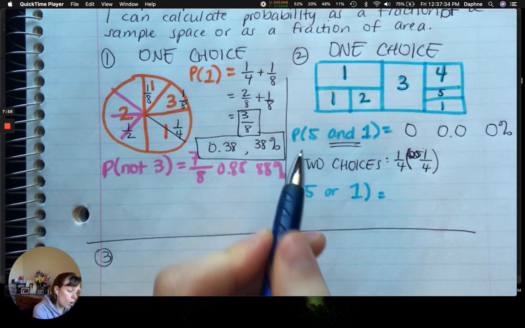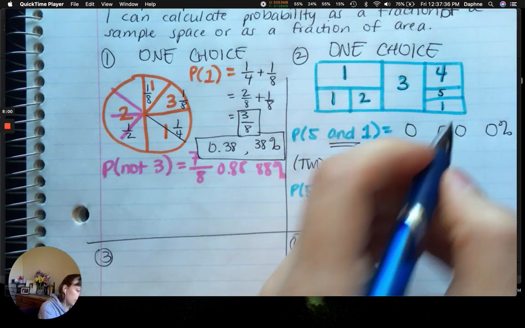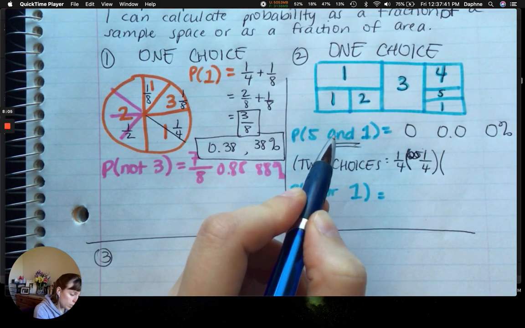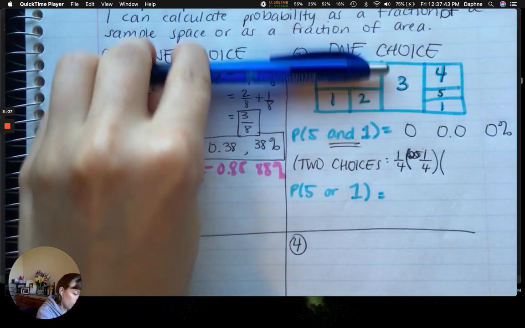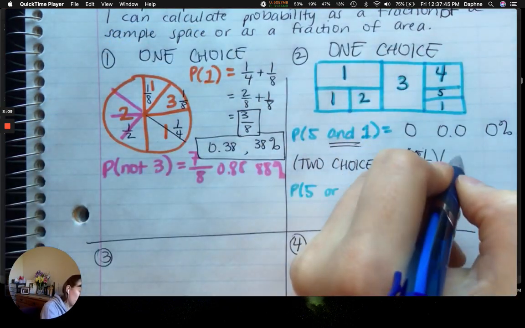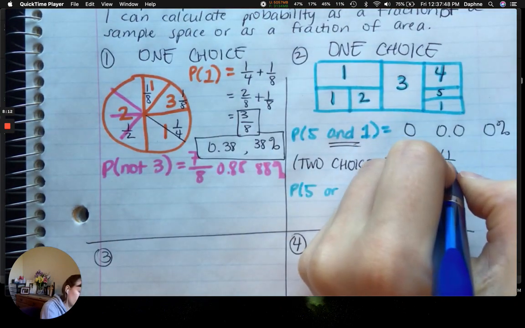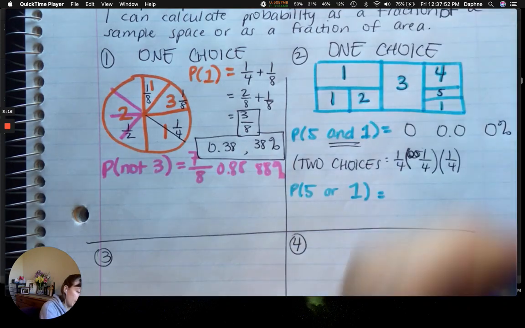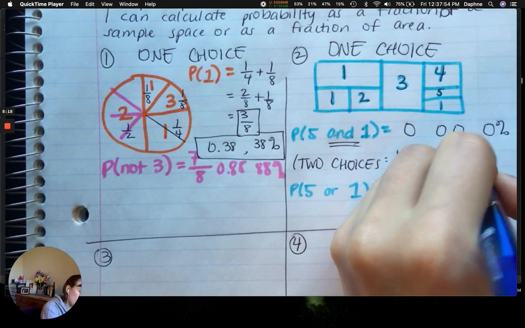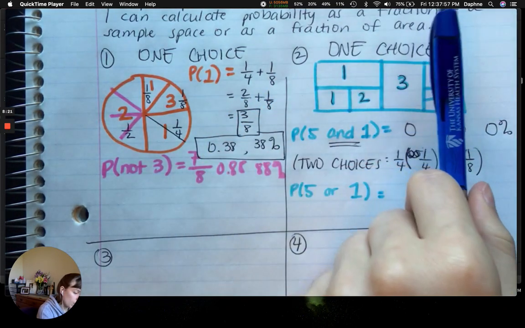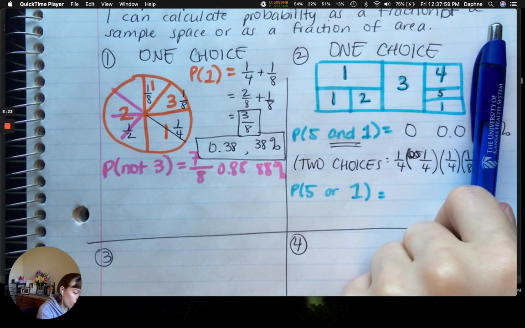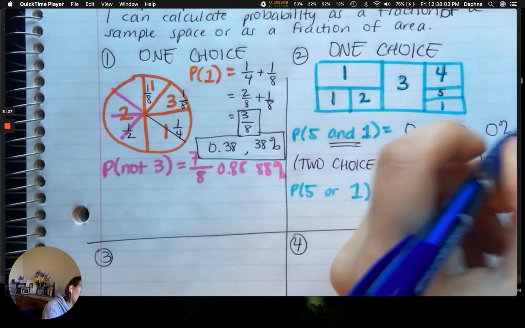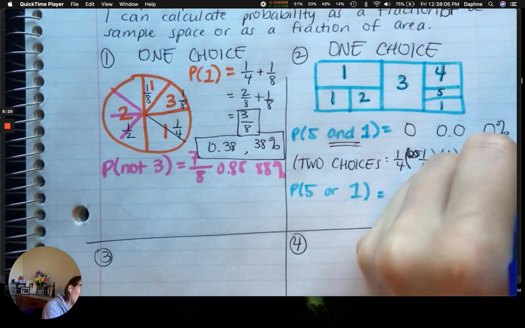The chance of a 1, I would then multiply that because it's a compound. Chance of a 1 would be 50, so it would be a quarter times an eighth. And then this one is a quarter of a quarter again. So it's a quarter of a quarter.